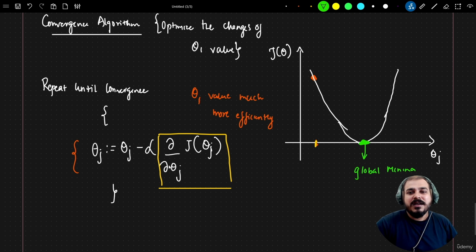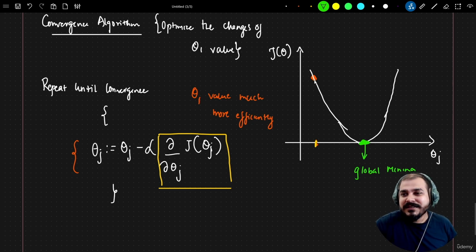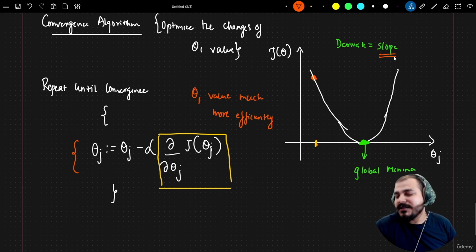Now, the derivative of J of theta with respect to theta j is nothing but we are trying to calculate the slope at this particular point. That is what the derivative specifies. How do we understand the derivative of this particular value? In order to find the derivative, one important thing you need to find out is whether this is a positive slope or negative slope, because the derivative is nothing but the slope.